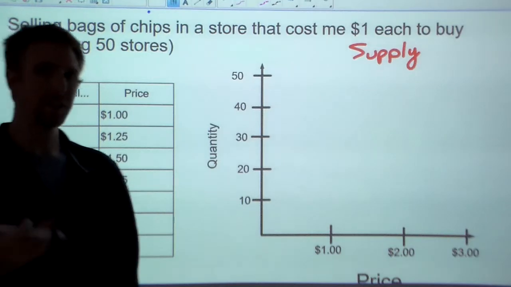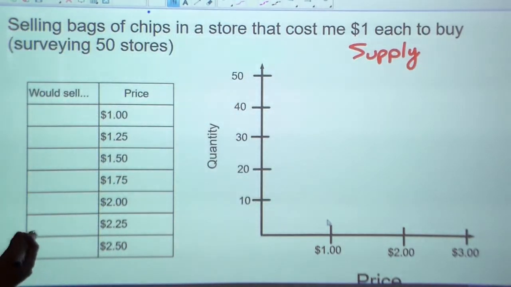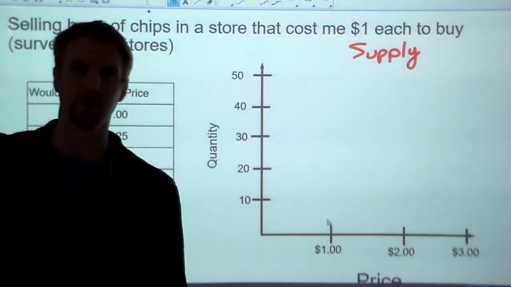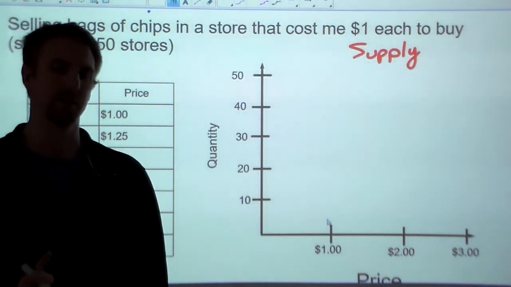All right, we looked at demand, so let's take a look at supply on this one. So I'm selling bags of chips in a store. It costs me $1 to buy from Lay's or Doritos or wherever the truck is. The wholesale price is $1. Okay, so I'm going to look at 50 stores and see what they are willing to sell these chips for.